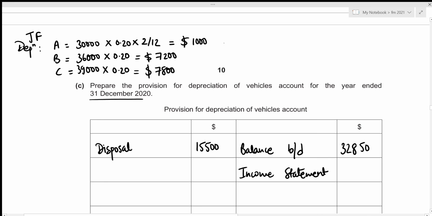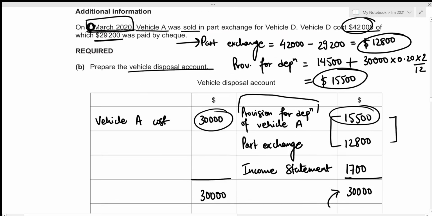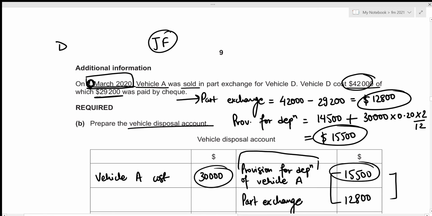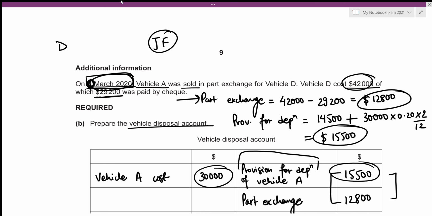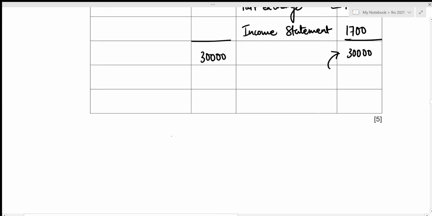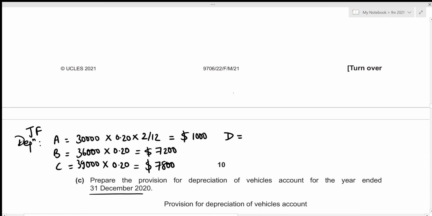And we also purchased a new vehicle D, right? So we need to charge its depreciation as well. And we know that vehicle D was purchased on the date of 1st March 2020. So the number of months in which we used our vehicle D would be March, April, May, June, July, August, September, October, November, and December, right? Which is 10 months. So we need to charge the depreciation on vehicle D for 10 months.